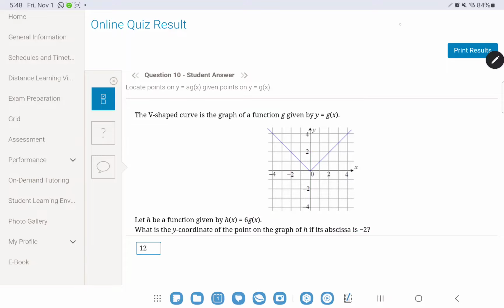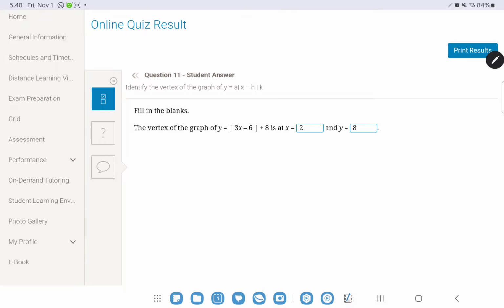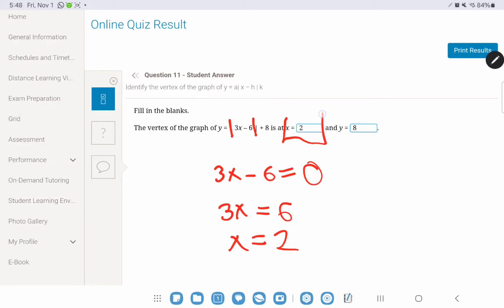Okay, be careful. This is your last question. The vertex. To find the vertex, you find whatever value makes this 0. So you do 3x minus 6 equals 0, and then 3x equals 6, so x equals 2. That's your x. And to find your y, you take whatever value is here. This is your y. If it's positive, you put positive y. If it's -8, you put -8.